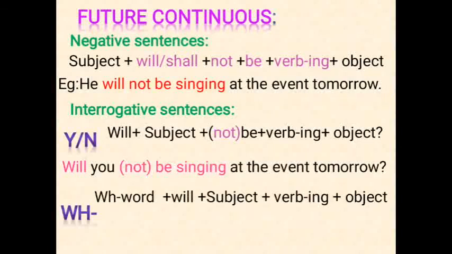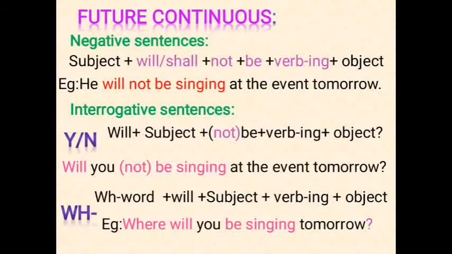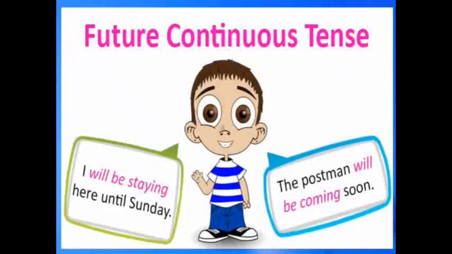Now we'll talk about the WH interrogative sentence. WH word plus will plus subject plus be plus verb in the ing form plus object. Example, where will you be singing tomorrow? So after we have learnt the structure, it's very clear in which conditions we use future continuous tense, and what the structure of future continuous tense is for an affirmative, negative, and also an interrogative sentence.